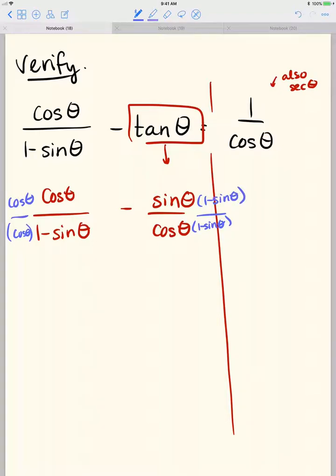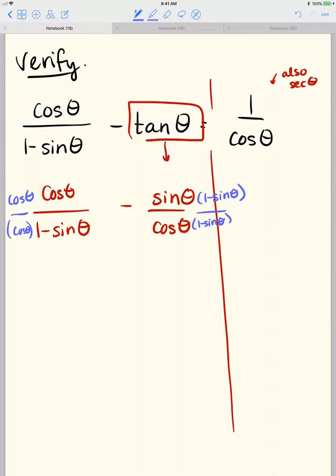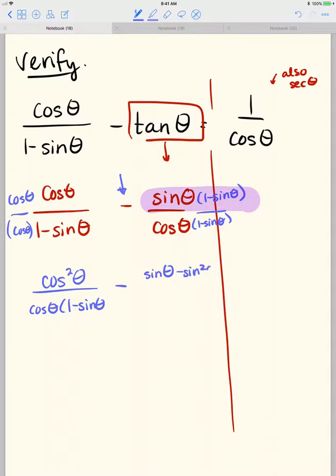Okay, so the top, see, this becomes cosine squared over cosine of theta times 1 minus sine of theta minus, okay, so I want to keep these separate to point out this is a subtraction of a fraction, and that fraction is going to have a quantity. So I'm going to go ahead and distribute that and identify that that's really sine of theta minus sine squared of theta over cosine of theta times 1 minus sine. And then note that I'm subtracting that entire quantity.